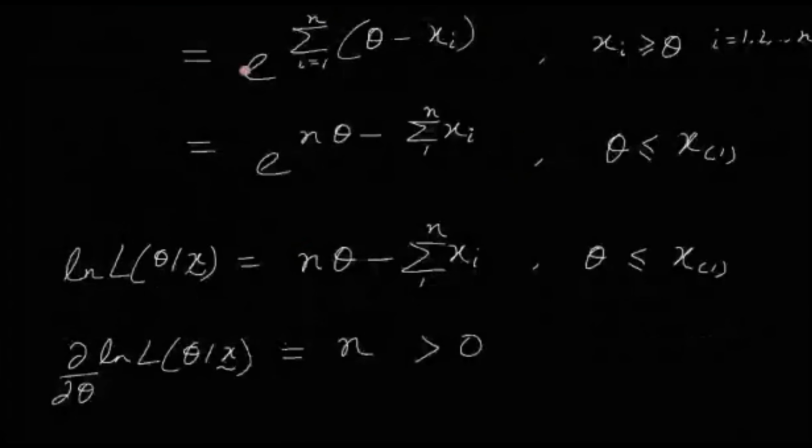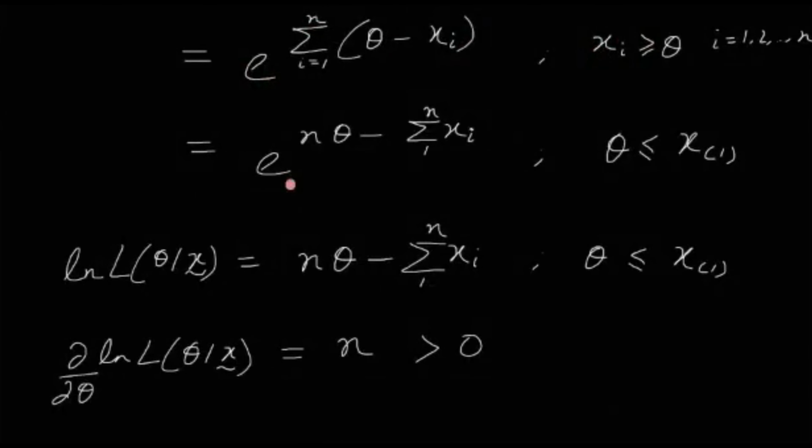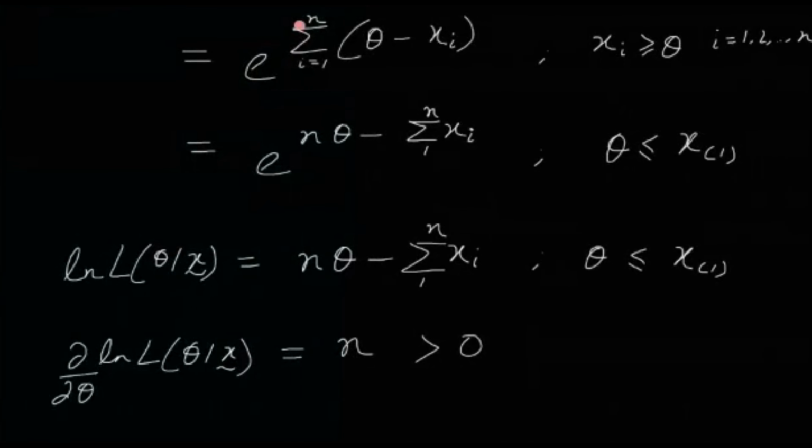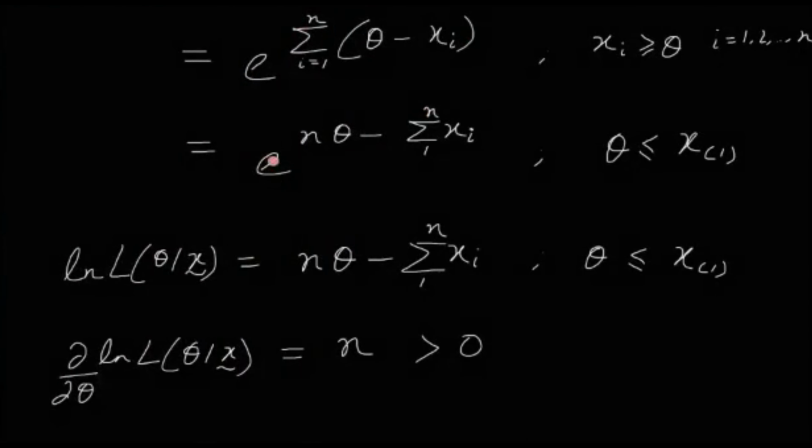Now this thing can be written as e to the summation of theta minus xi, again with all xi's greater than or equal to theta. This is nothing but e to the n theta minus summation xi. The product is actually getting distributed over here as a summation, right? So e to the summation of theta minus xi becomes e to the n theta minus summation xi.